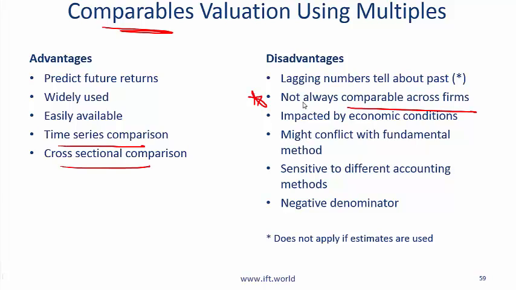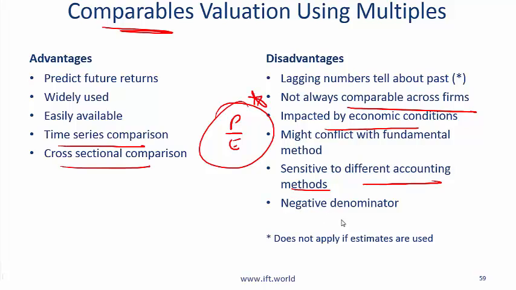Not always comparable across firms. So I've been making it easy. I've been saying you have A and B and you compare them, but no two firms are 100% comparable. The ratios are impacted by economic conditions. So if you are looking at PE, then obviously the economic condition will impact earnings, which will impact the ratios. This might conflict with the fundamental method. It is sensitive to accounting methods because different companies will use different accounting methods, so they'll have different EPS. That might impact the ratios. For certain ratios such as PE, you can have a negative earnings number, and then that makes the PE ratio meaningless.